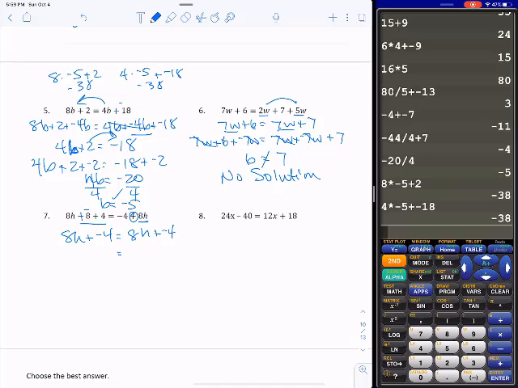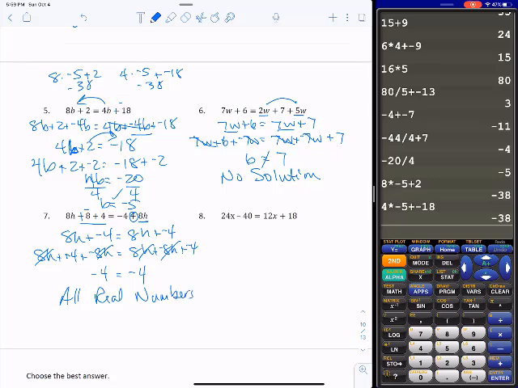So I start over here on this side, 8h plus negative 4 plus negative 8h. So my 8h's go away, and I'm left with negative 4 here on the left. My 8h's go away on the right, and I'm left with negative 4 again. Well, negative 4 is equal to negative 4, so I say all real numbers as my solution.